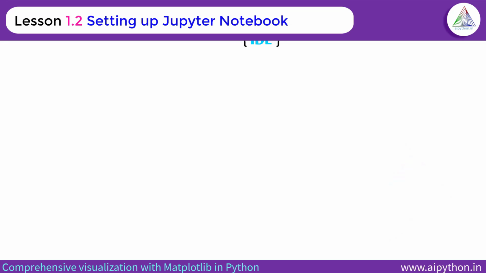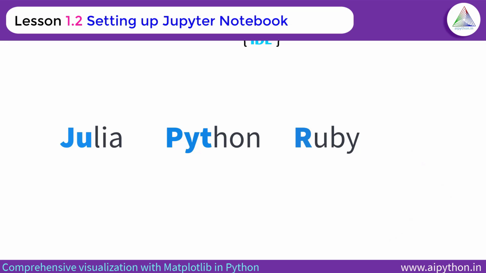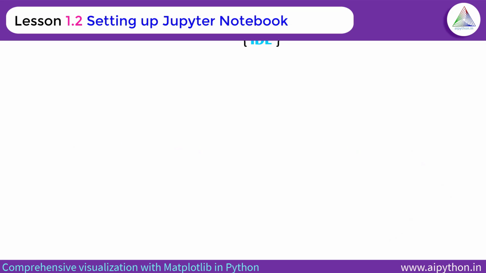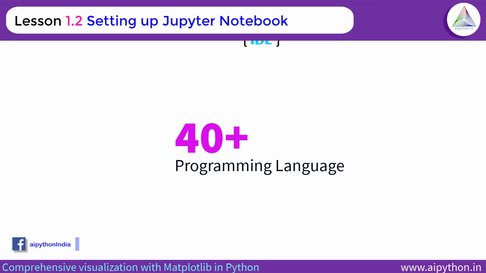In fact, Jupyter is named after the three programming languages which are Julia, Python, and Ruby. If you can see the highlighted letters, they form the name Jupyter. In the beginning, Jupyter Notebook only supported these three languages, but as of now it has grown to support more than 40 programming languages.